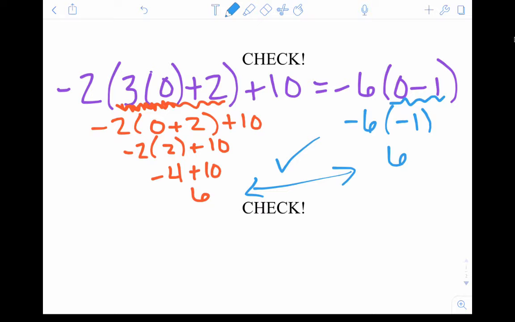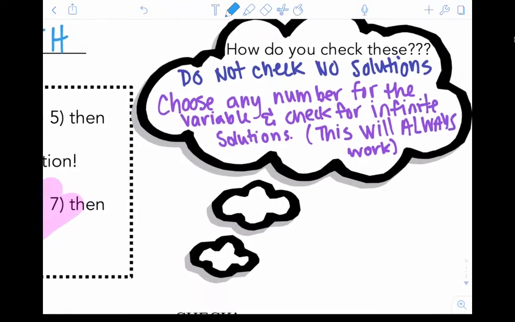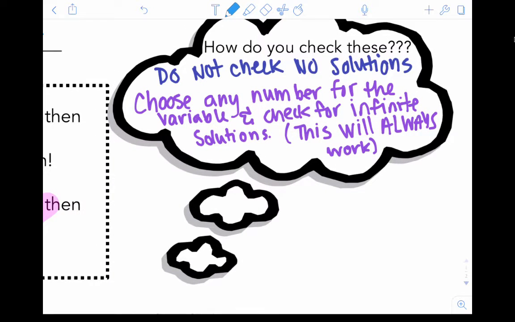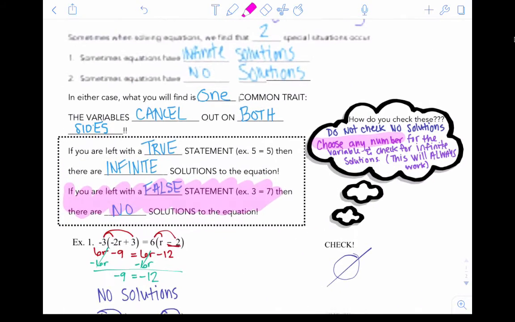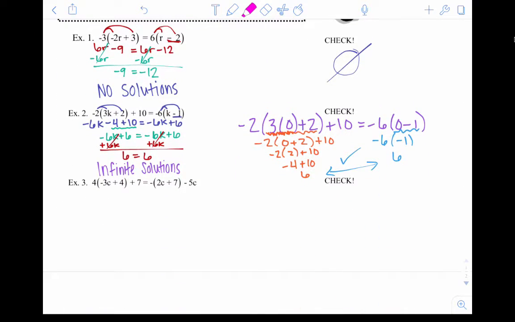Now you could take some time and try some other numbers if you wanted to, but all that I'm going to require is that you choose just one number. It can be any number, and you check it with that number.